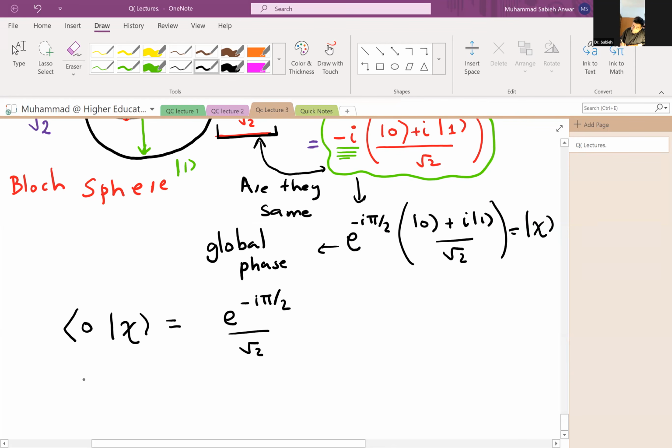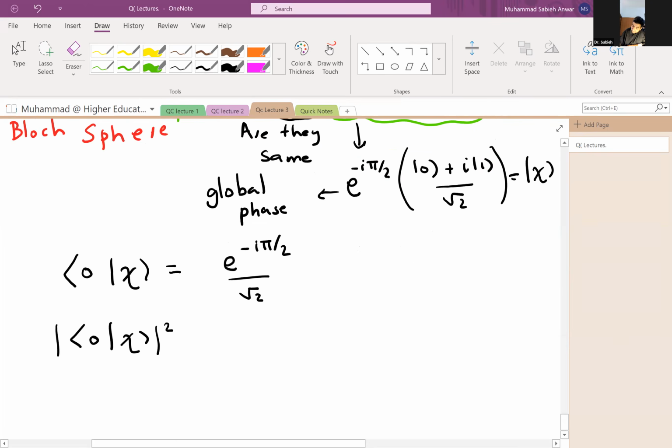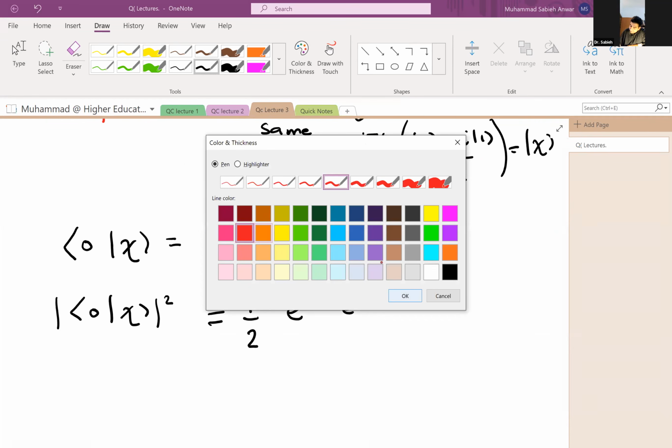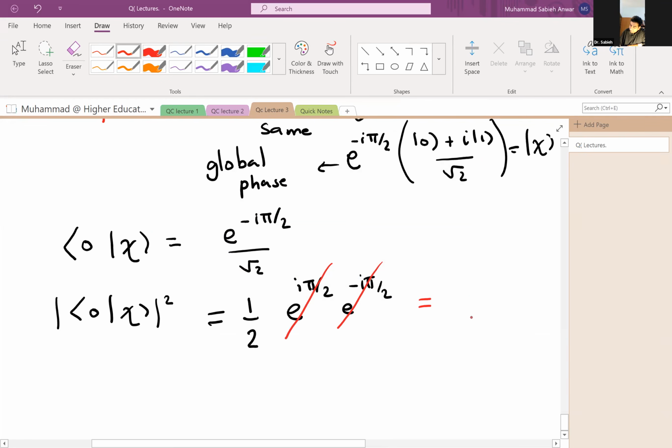Now if I take the modulus square of this, I would get 1 half e to the plus i pi by 2 times e to the minus i pi by 2. And this phase factor, which is a global phase, just disappears and I get 1 half. So it doesn't matter whether I keep this global phase or not. Its overlap with any other state, and you take the modulus square of it, which corresponds to physical probabilities, doesn't change. That's why the global phase is immaterial.